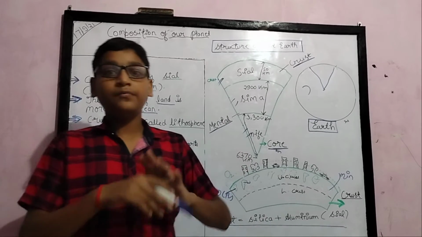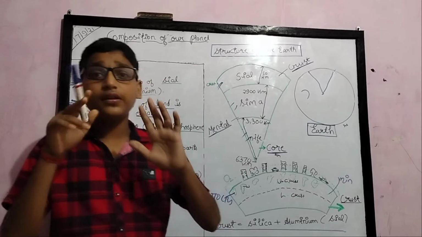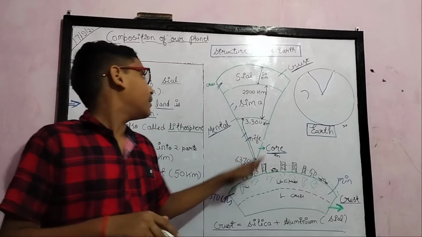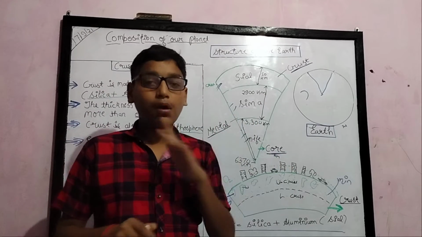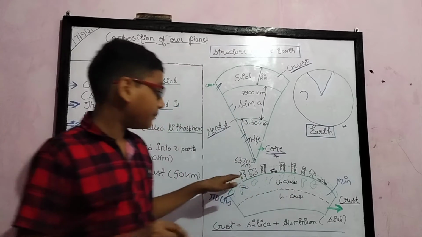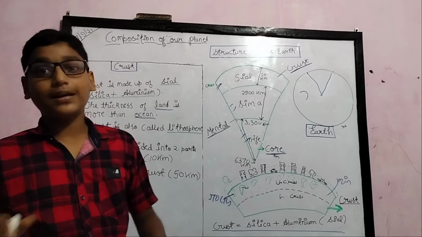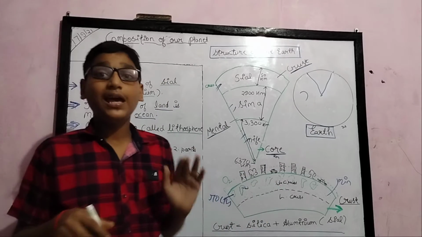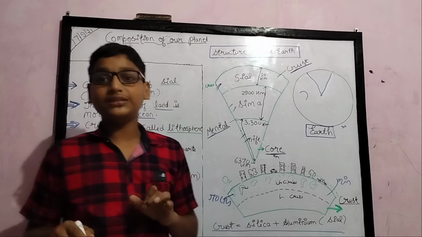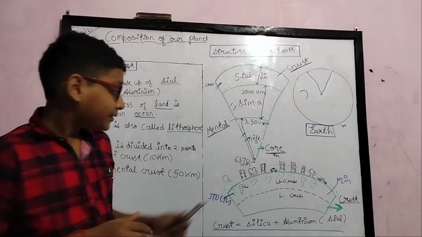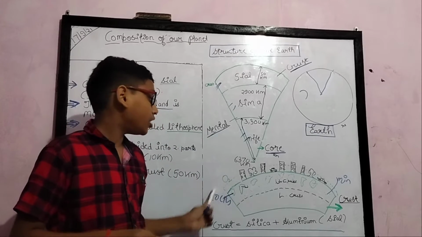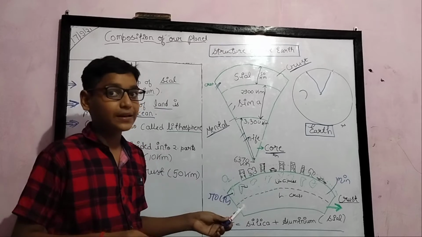And do you know which gas is found more in the crust? Oxygen is found more in the crust, because we survive on the crust, the lithosphere. We survive on Earth. If we don't get oxygen, how do we survive? So the amount of oxygen is more in the upper crust.